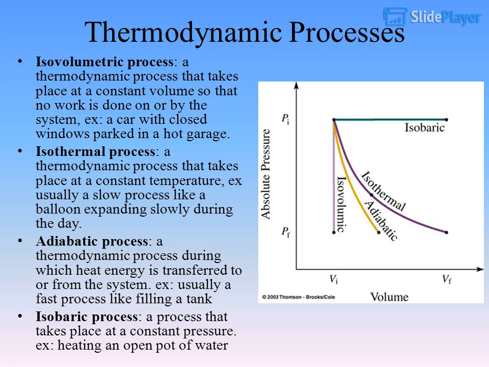Thermodynamic processes. Isovolumetric process: a thermodynamic process that takes place at a constant volume so that no work is done on or by the system. Example: a car with closed windows parked in a hot garage. Isothermal process: a thermodynamic process that takes place at a constant temperature. Example: usually a slow process, like a balloon expanding slowly during the day.